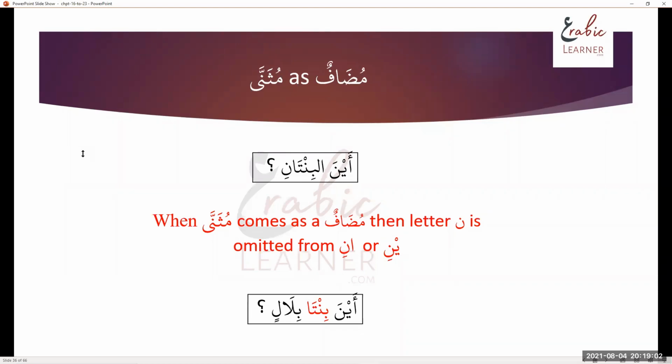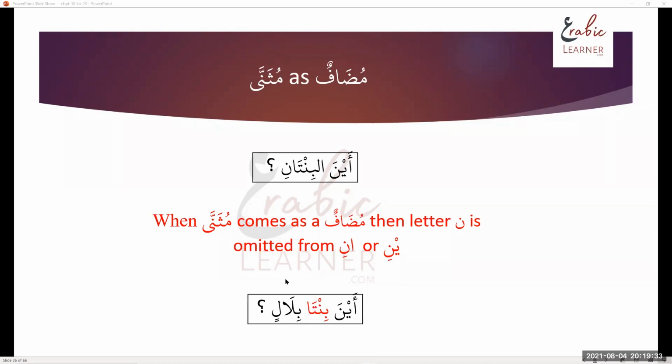If I say just binta Bilalin with a single fatha and without alif, then it is Bilal's daughter. But if I say binta Bilalin, that means Bilal's two daughters. Clear? So when Musanna comes as Mudaaf, you just drop the noon.